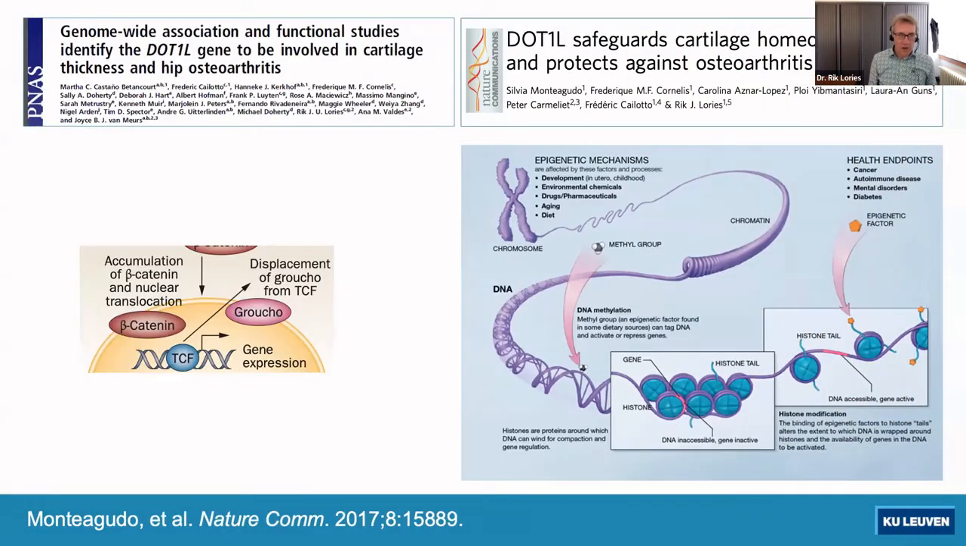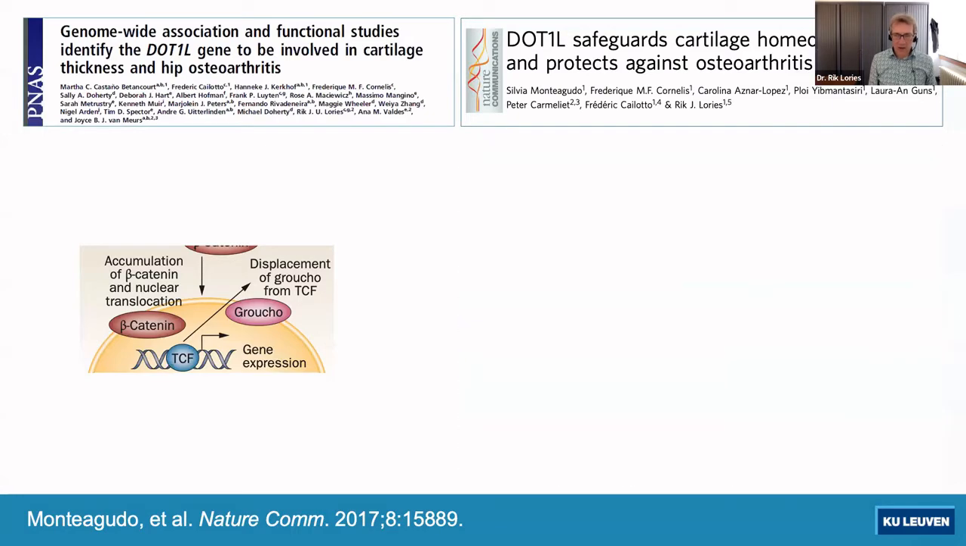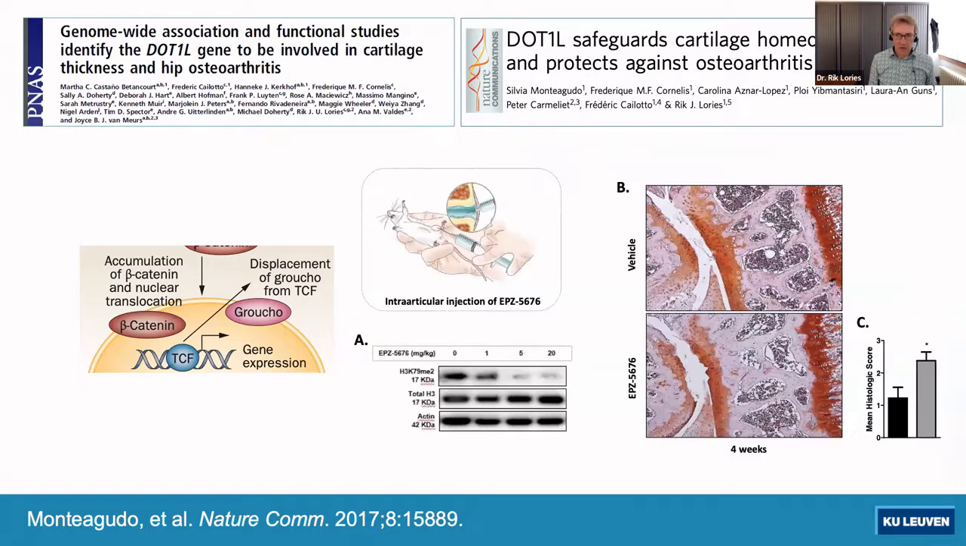So these people contributed mainly to this study, in which we showed that actually DOT1L is regulating Wnt signaling in the context of osteoarthritis. We used the chemical inhibitor.